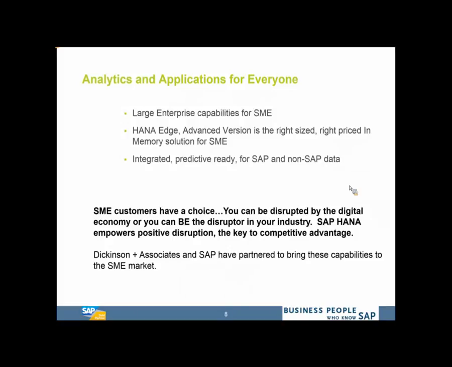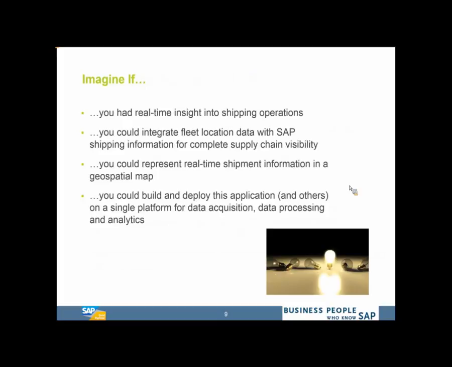Okay, so now we're going to get into our system demonstration scenario. So again, imagine if you're a company and you could have real-time insight into your shipping operations. What does that mean? It could be SAP data, non-SAP data. It could be telematics data that allows you to track in real time where a truck is. So imagine if you had real-time insight into shipping operations. You can integrate your fleet data. Maybe that's cell phone data. Maybe it's telematics data with SAP shipping information for a complete view of your supply chain.